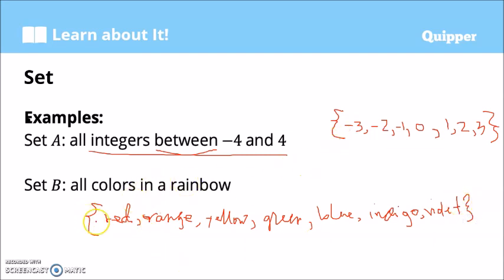Mag-practice kayo magsulat ng braces ha. Opening braces and closing brace. So, we have red, orange, yellow, green, blue, indigo, and violet. 2, 4, 6, 7. We have 7 elements in set B. And 7 elements din sa set A.